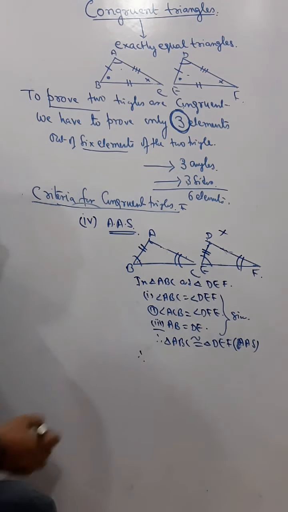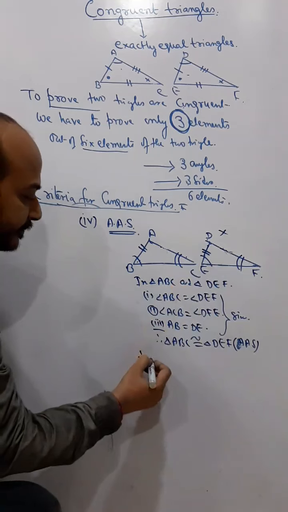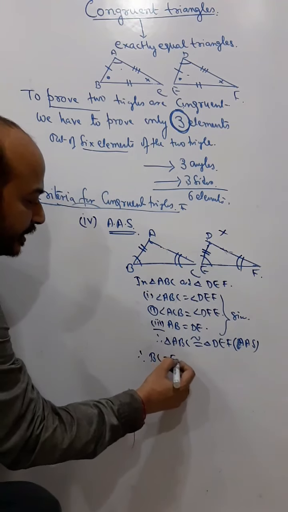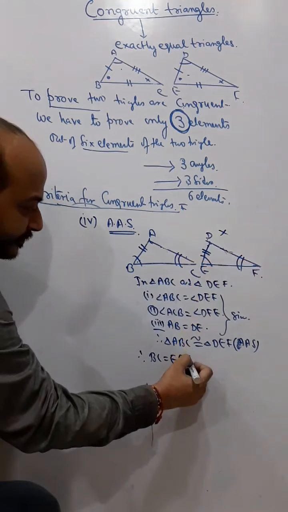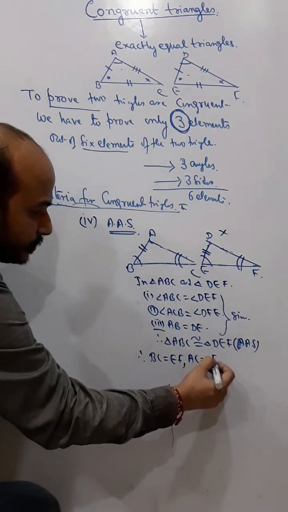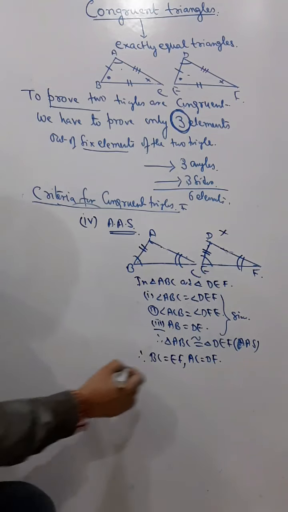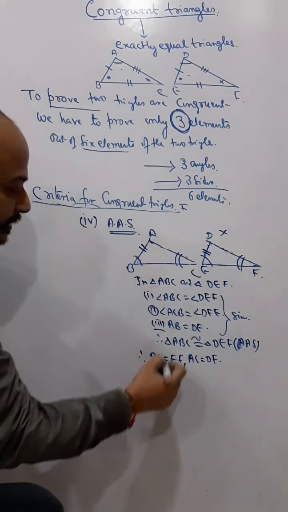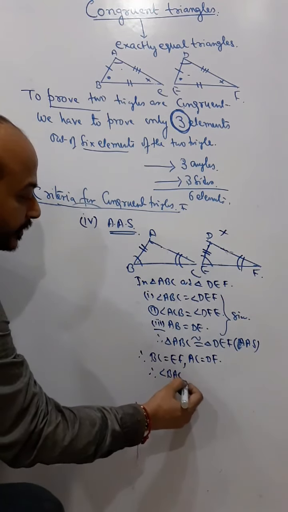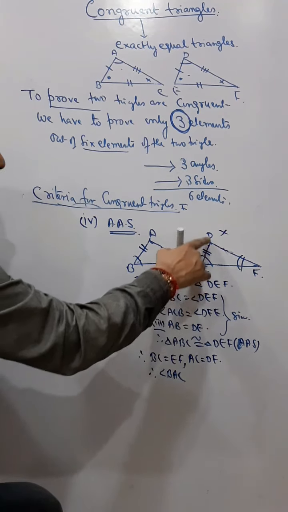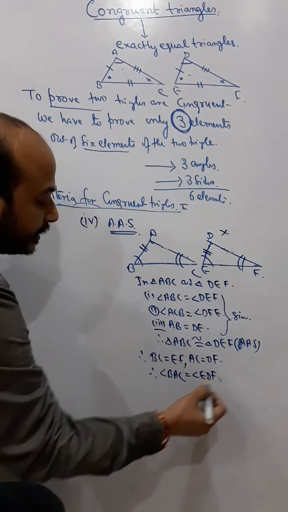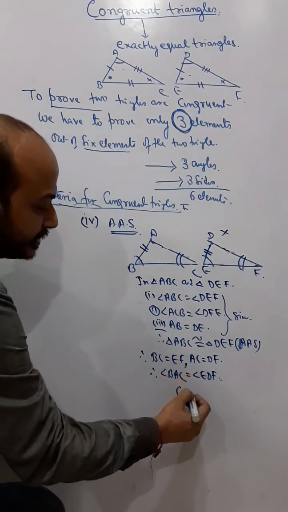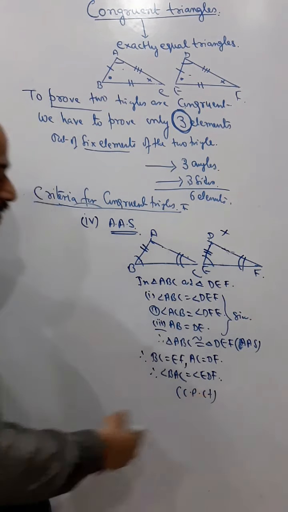Now the remaining three corresponding parts will also be equal. So we can say that BC equals EF, we can also say AC equals DF, and we can also say angle BAC equals angle EDF. So the reason is CPCT. Okay, understand?